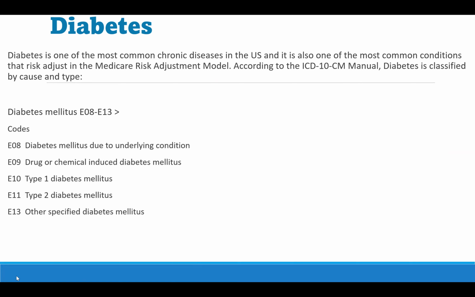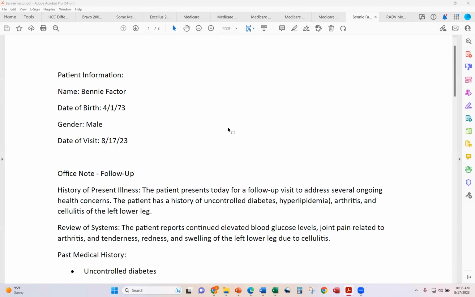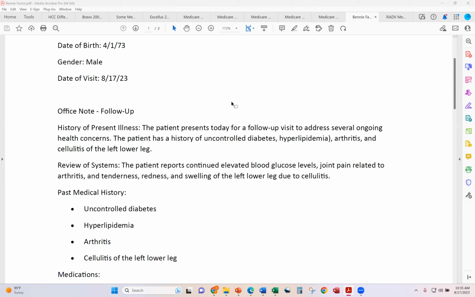And bear with me while I pull it up. Yeah. So here is our chart for today. Benefactor. Date of birth 4/1/73, male. Date of visit, today. History of present illness. Patient presents today for a follow-up to address several ongoing health concerns. Patient has a history of uncontrolled diabetes, hyperlipidemia, arthritis, and cellulitis of the left lower leg.